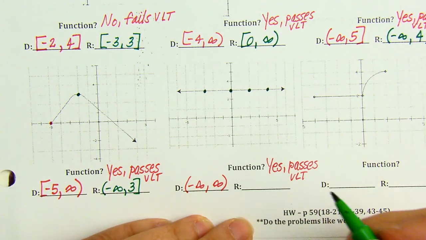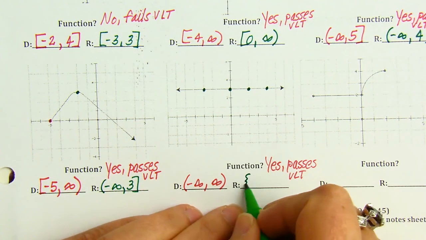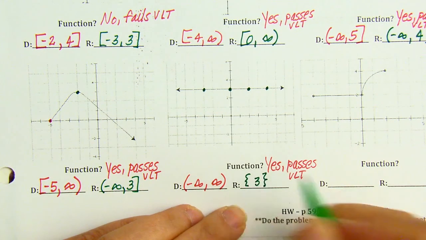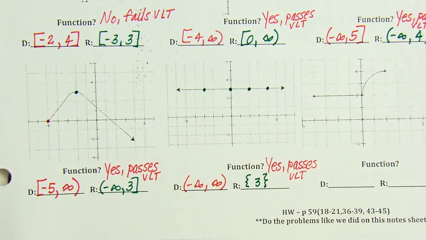And so we can't write it in interval notation. So we're just going to write it in set notation. The range is 3 only.